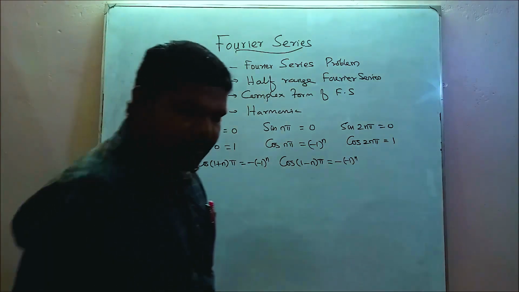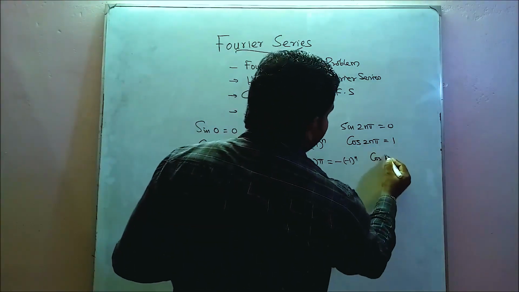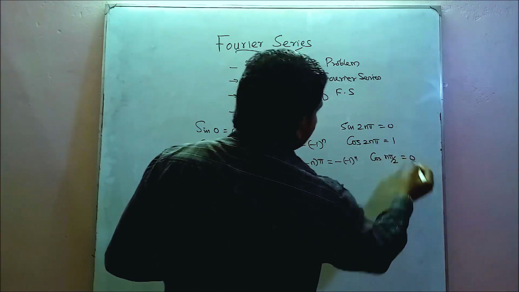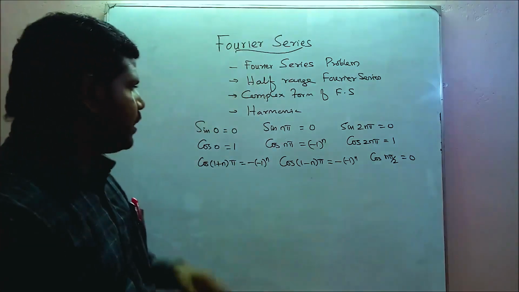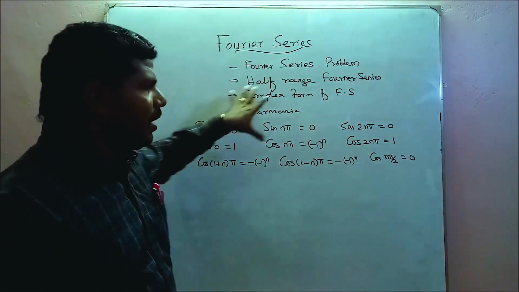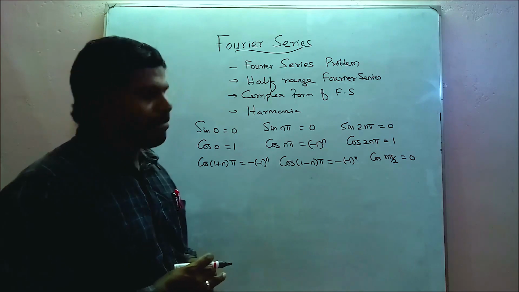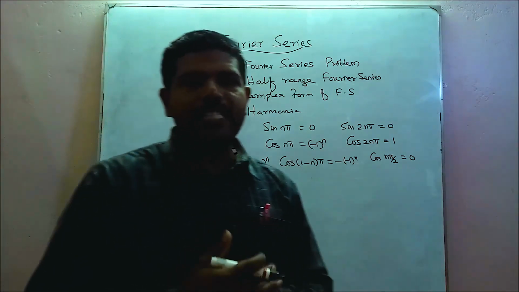Similarly, so cos n pi by 2 equal to 0, where n is equal to 1, 3, etc. So இந்த இவ்வளவு ஃபார்முலாவும் ரொம்ப இம்பார்ட்டண்டா இருக்குது. Similarly, we know the Bernoulli's formula.